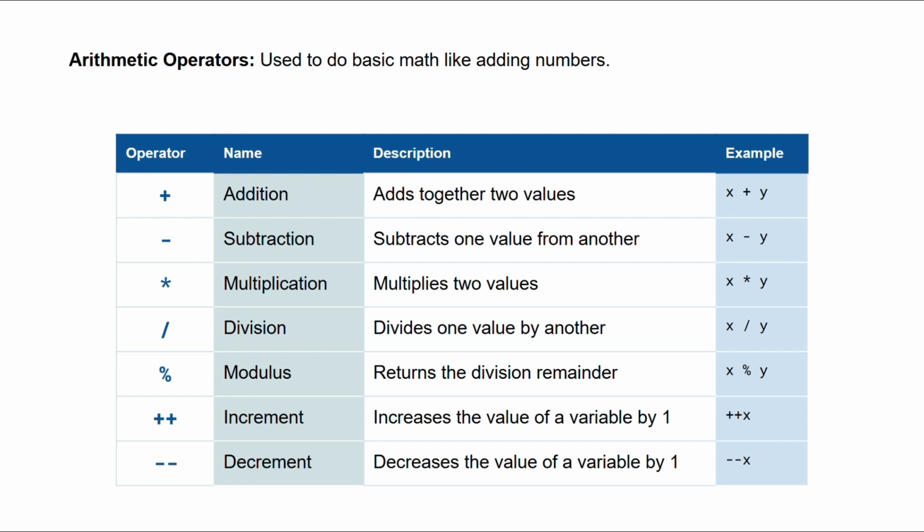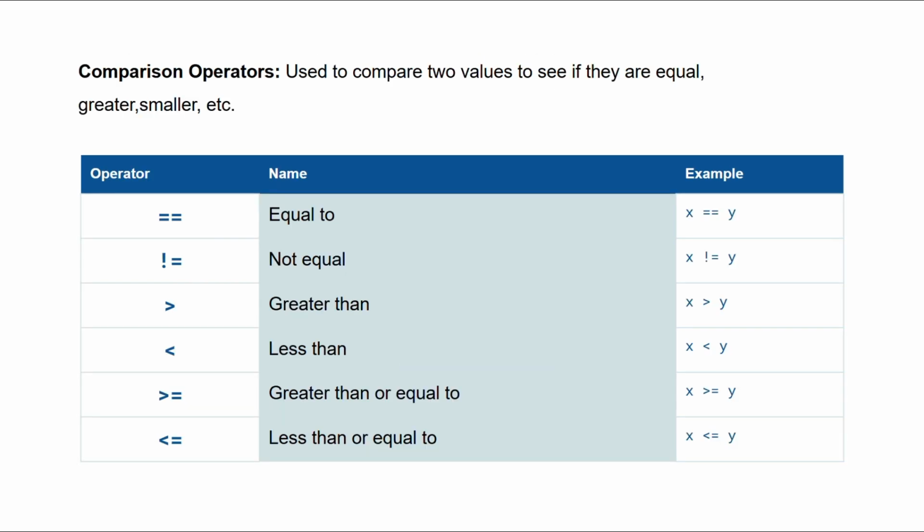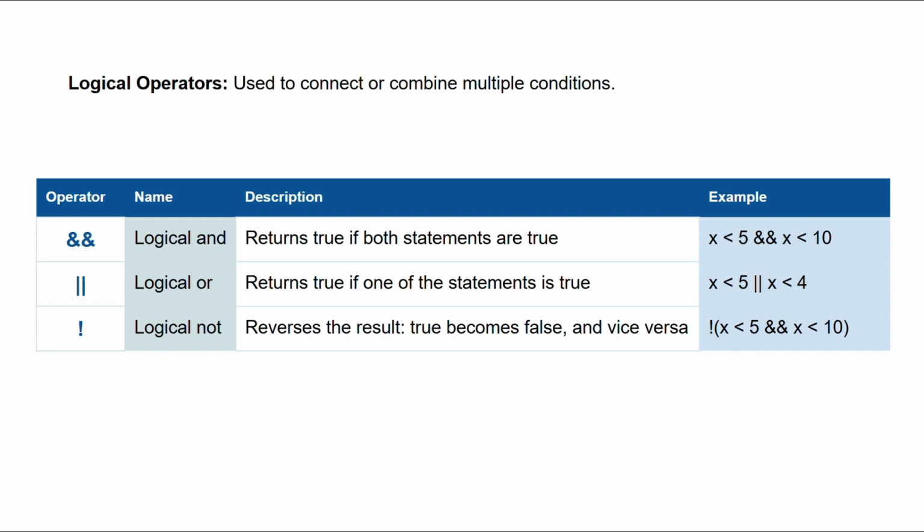Arithmetic operators are used for basic math: addition, subtraction, multiplication, and division. Comparison operators are used to compare values. The result is always true or false. These are key for decision making in your code. Logical operators are used to combine multiple conditions or reverse a condition. Great for complex decision making.